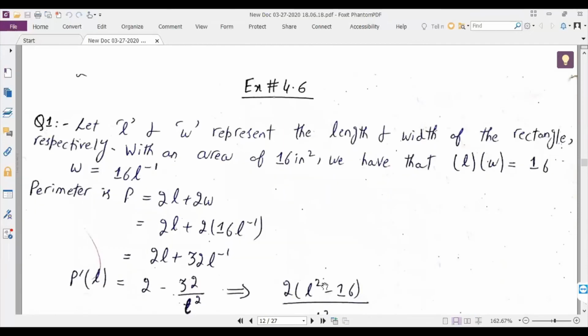Now come the questions of exercise 4.6, and these are the questions which I have solved for you. You can try to solve them by yourself, and after solving them you can check your concepts by solving the worksheet questions.